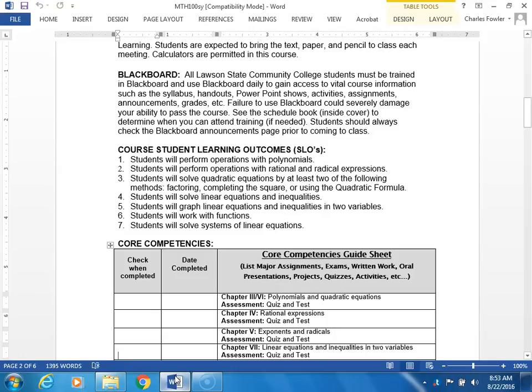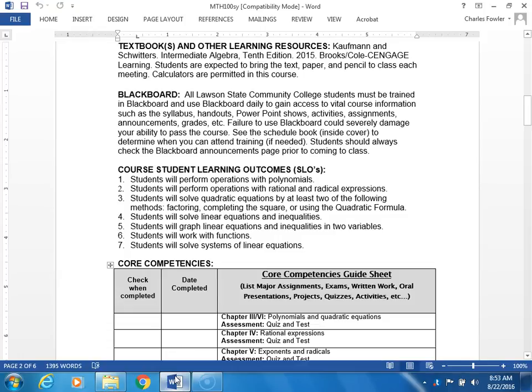I've been talking about the text. Let's look at it. The textbook and other learning resources is Kaufman and Switters. That's the title of it. I mean, the authors of it, Kaufman and Switters. Intermediate Algebra, 10th edition, and its copyright date was 2015, okay? We're now in 2016, so this book will probably be good another year or two. These book publishers like to turn them over real quickly. Why?